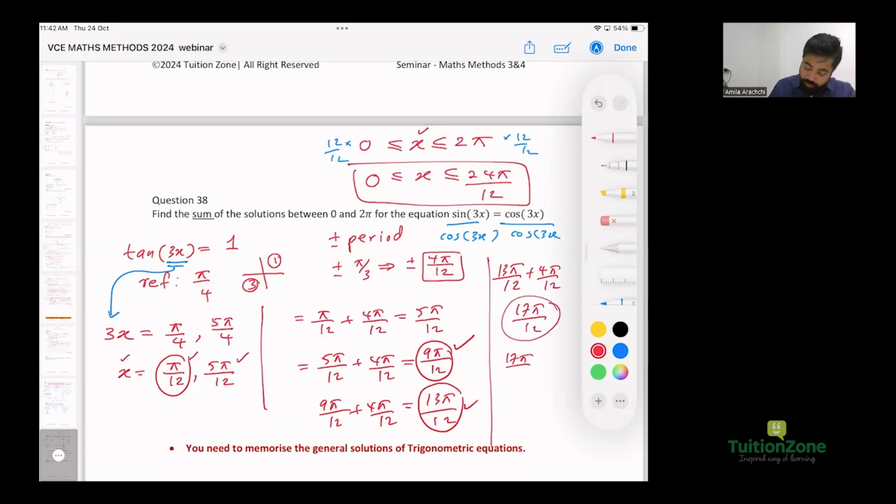And then 17 pi over 12 plus 4 pi over 12, which is 21 pi over 12. Still within. Maybe you can't do any more. Yeah, that's all. How many answers did you get? 5, or yeah, 6? 6, isn't it? Oh yeah, with the 1, 2. Yeah, 6 answers. All right, so all the circled answers are the answers.